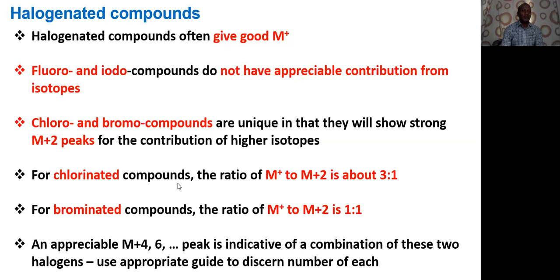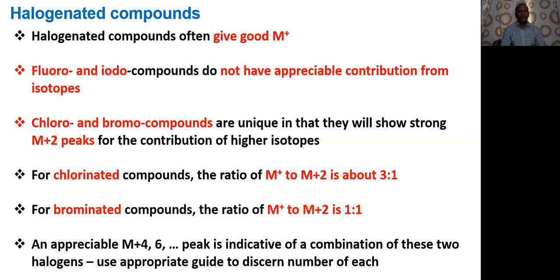For chlorinated compounds, the isotopes of chlorine are chlorine 35 and chlorine 37. And for bromine, the isotopes are bromine 79 and bromine 81. So here you can see a difference of two mass units. If you have a compound with bromine 79 and a compound with bromine 81, the difference between the two will be 2 mass units, and you will have one peak at 79 and another peak at 81. The peak at 81 we call the M plus 2 peak, and the peak at 79 we call the M plus peak.